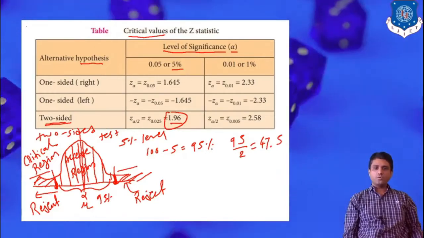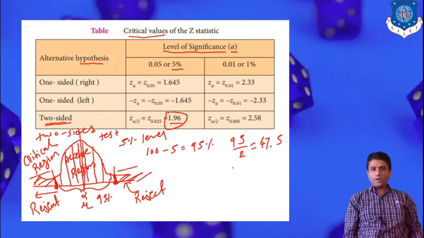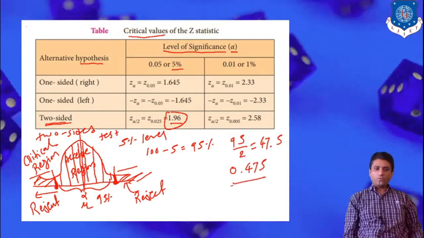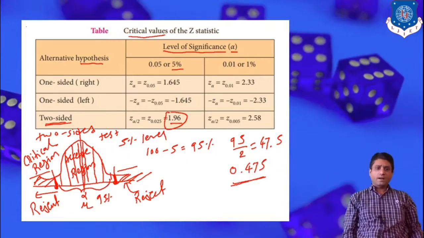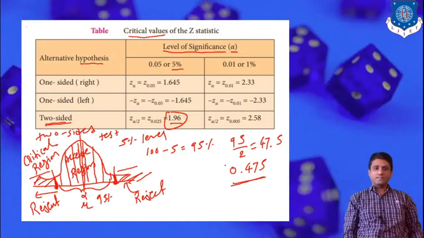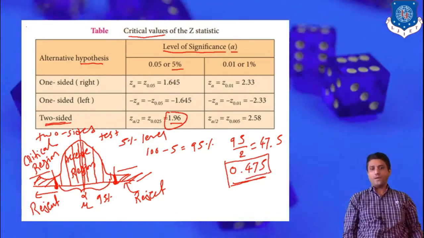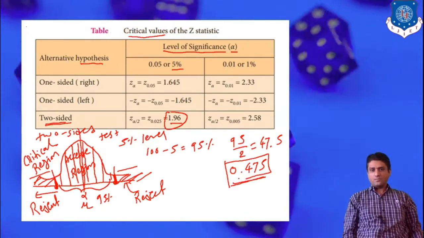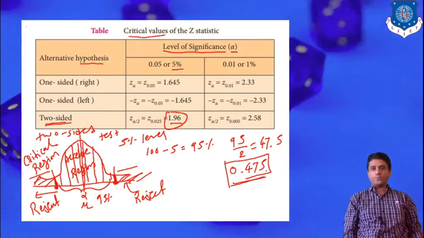And if we have to consider it in terms of proportion, we have to divide by 100, so we get 0.475. So what do we have to consider? We have to consider in the Z distribution table for which value of Z the Z statistic takes the value 0.475. So we have to see in the table for which value of Z the Z statistic takes the value 0.475.